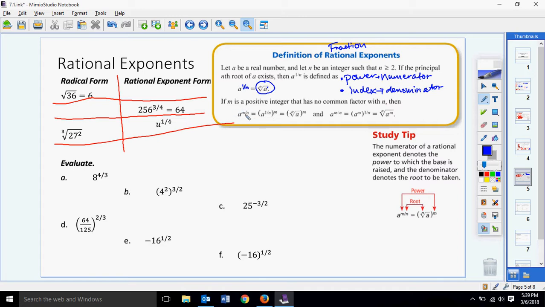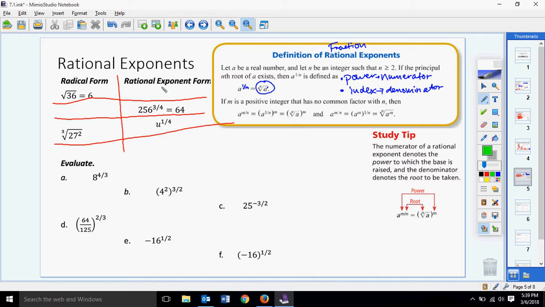So let's say we're starting with the rational exponent form, a raised to the m over n. Well, I can write this in radical form. I can write it as a root. So remember, our numerator is our power. So we have a to the m power, and our denominator is our index. So we're taking the nth root of a and raising it to the m power.